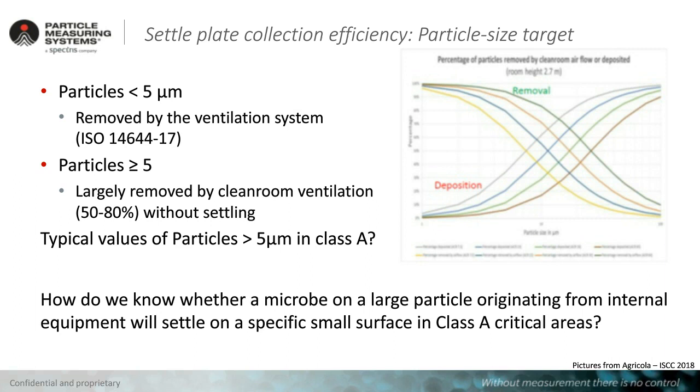So how could we understand and how could we consider that a microbe on a large particle originating from an internal equipment will really settle on a specific small surface in a Class A critical area? How could we consider that under these conditions, microorganisms sitting on large particles of a medium diameter of 10 to 50 micrometers will really settle on a settle plate? It's almost unlikely that we will understand the reality by using settle plates.